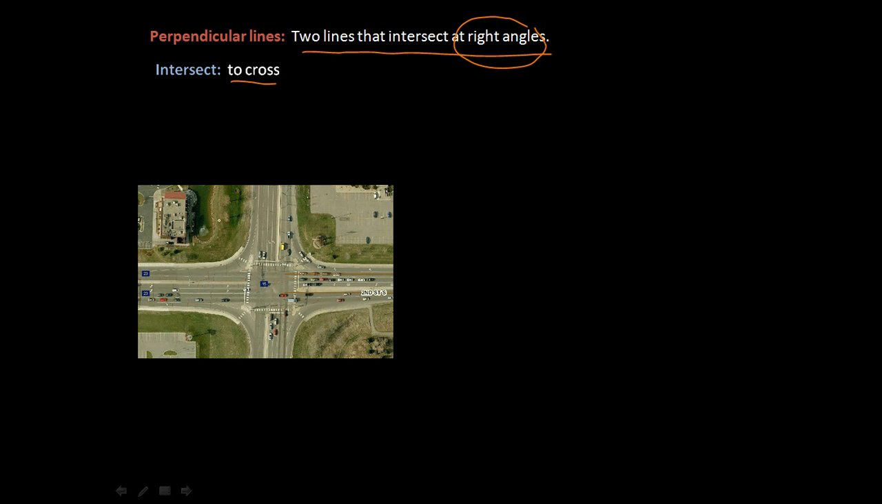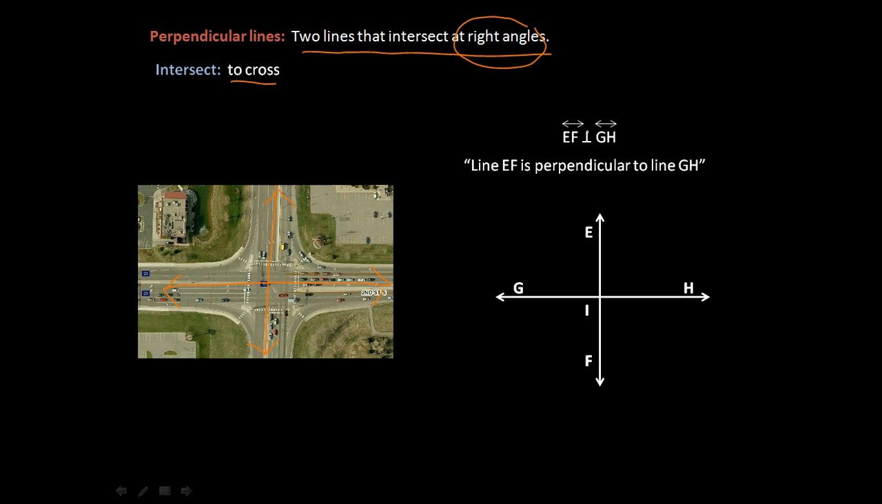Now this intersection happens to be perpendicular. So that means that these two lines are perpendicular. In other words, one's going up and down basically, and one's going left and right, and so that makes them perpendicular. Okay, the better picture is over here. So these two lines are perpendicular, and we say that EF is perpendicular to GH, and this symbol right here, the upside down T, means perpendicular. Just like we had the two lines for parallel, this means perpendicular.